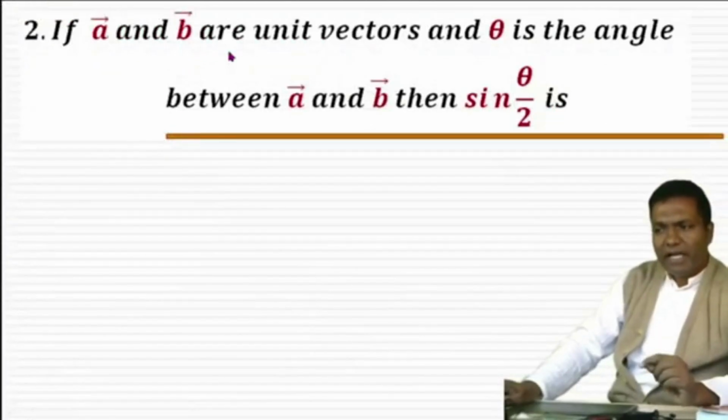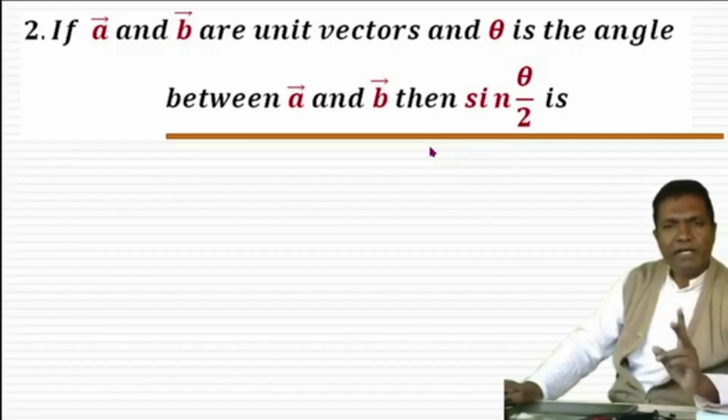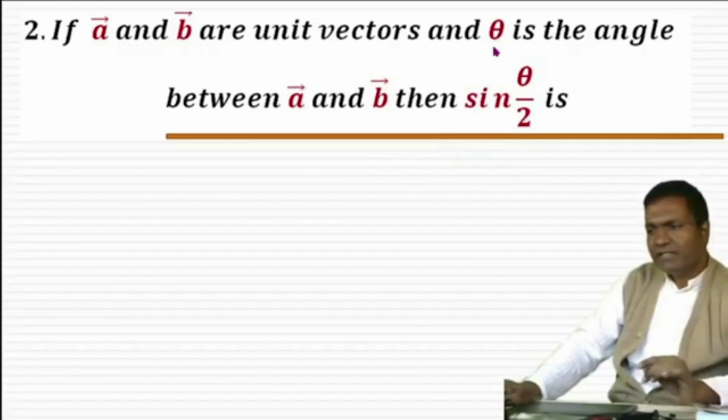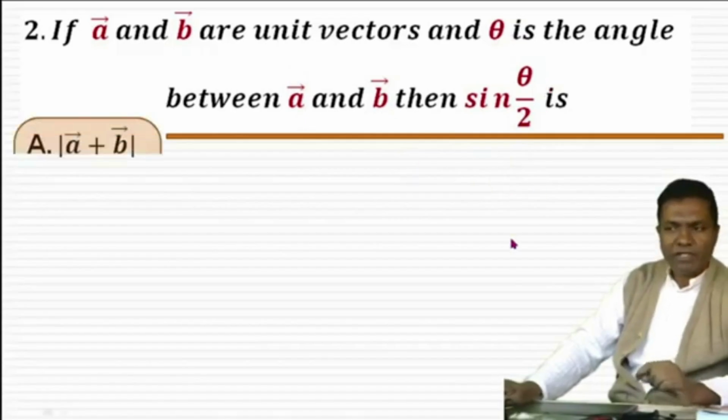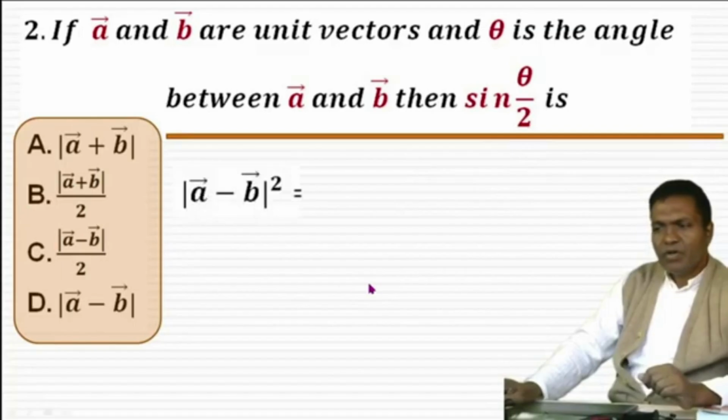If A and B are unit vectors, and A and B are unit vectors means immediately you should bring in your mind their magnitude is 1. And theta is the angle between vector A and vector B. Then sine theta by 2 is how much? Options are here.